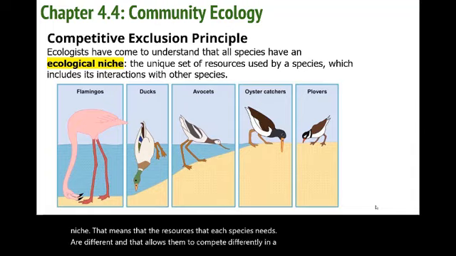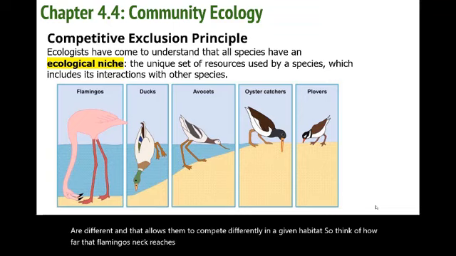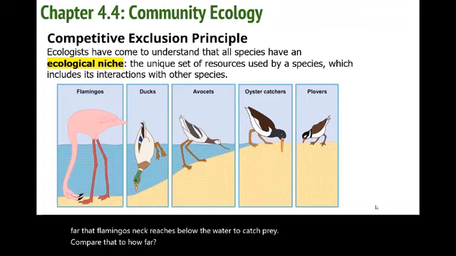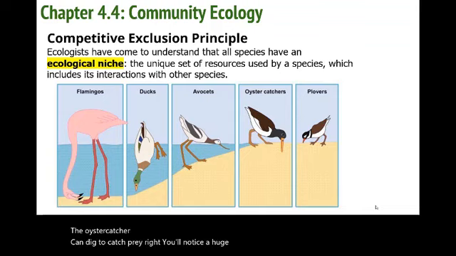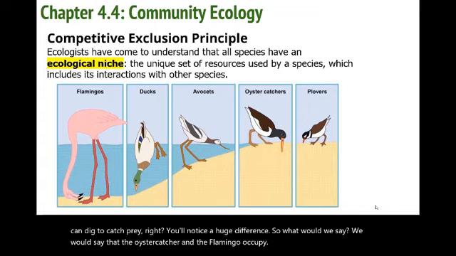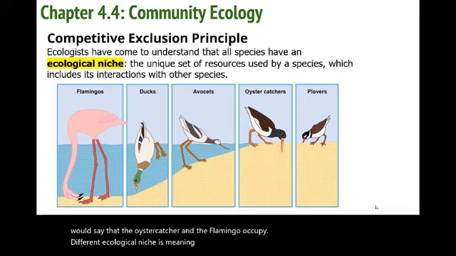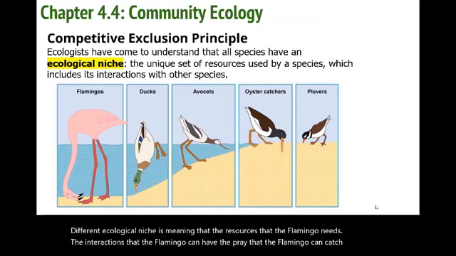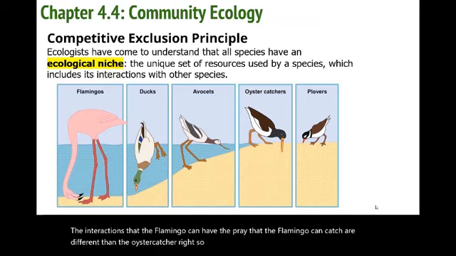So think of how far that flamingo's neck reaches below the water to catch prey. Compare that to how far the oyster catcher can dig to catch prey, right? You'll notice a huge difference. So what would we say? We would say that the oyster catcher and the flamingo occupy different ecological niches, meaning that the resources that the flamingo needs, the interactions that the flamingo can have, the prey that the flamingo can catch are different than the oyster catcher's, right? So each organism is able to compete to catch prey differently, and it's very unique.